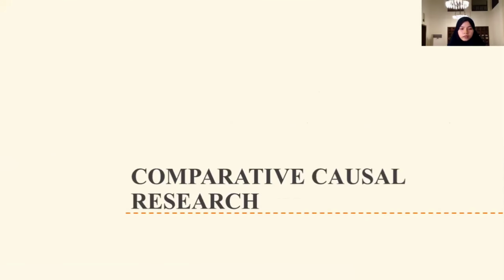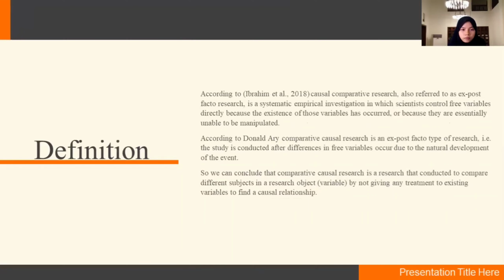The next type is comparative causal research. The definition of comparative causal research, according to Ibrahim, causal comparative research, or also referred to as ex post facto research, is a systematic empirical investigation in which scientists control free variables directly because the existence of those variables has occurred or because they are essentially unable to be manipulated.